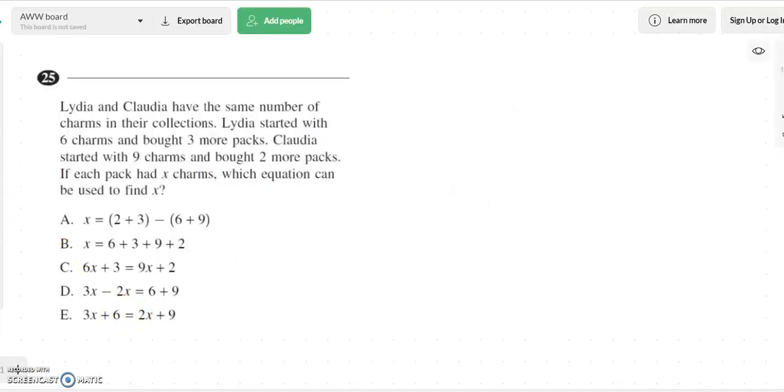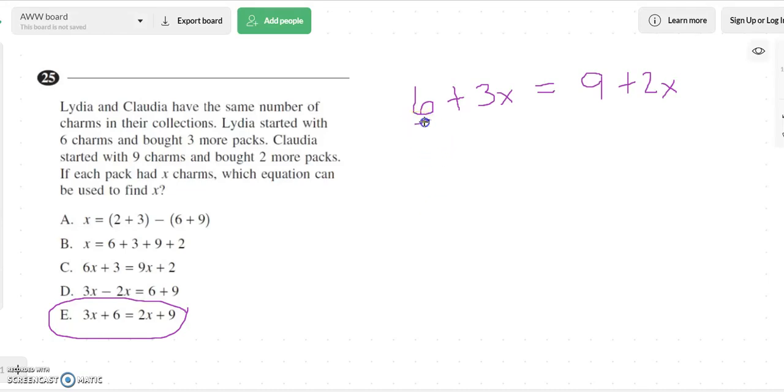So we're not sure how many charms is in each new pack, but what we do know is that Lydia had 6 charms to begin with. Then she bought 3 packs with a certain number of charms. And that's equal to the fact that Claudia had 9 charms and she bought 2 more packs with X number of charms. So if you look at the different equations that they have set up, the only one that's going to work is this one right here, because it takes the original amount of charms, then it takes the number of packs, and we don't know how many charms is in each pack. So that's where we get the X from. So E is going to be the only possible answer for this.